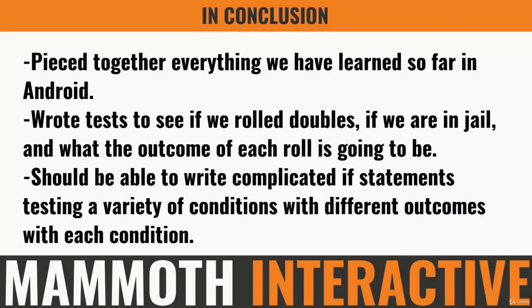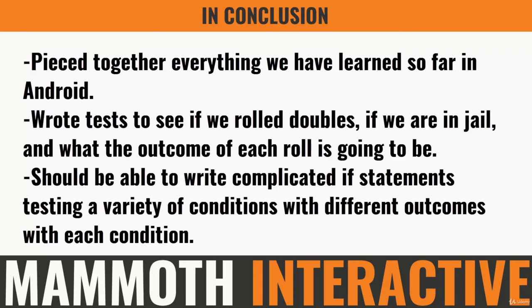In this final part of the tutorial, we pieced together pretty much everything we've learned so far about if statements, and we used Android to do it. So we designed a simple Monopoly game where we're going to be basically testing. We roll a dice and we test what the outcome of that turn is going to be. So we might have rolled doubles, we might go to jail, we might not, we might be in jail already, and we basically wrote tests to have a different outcome depending on whether each test passes or fails.